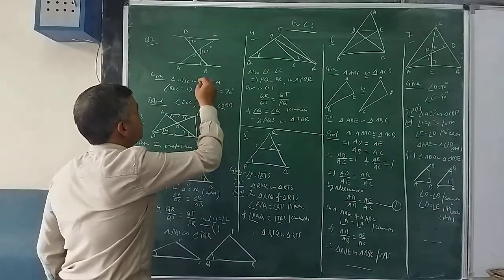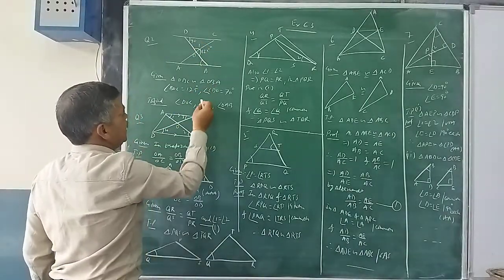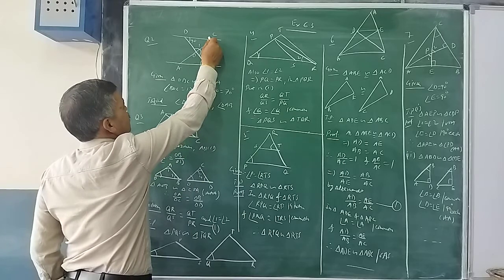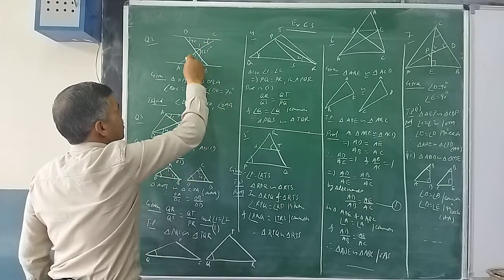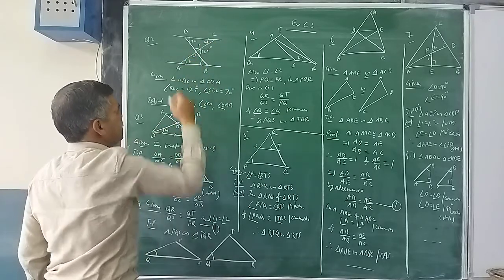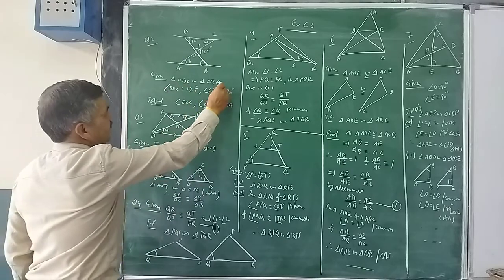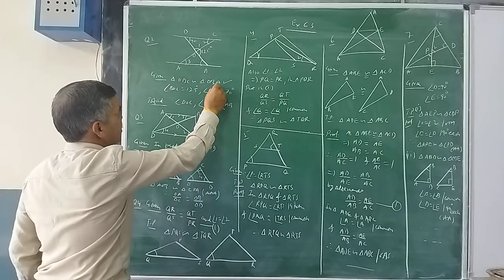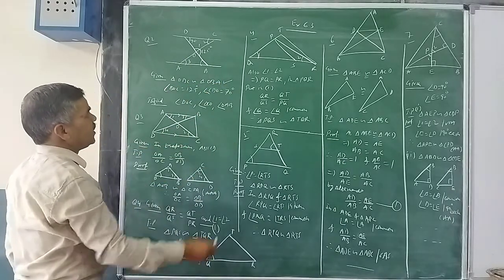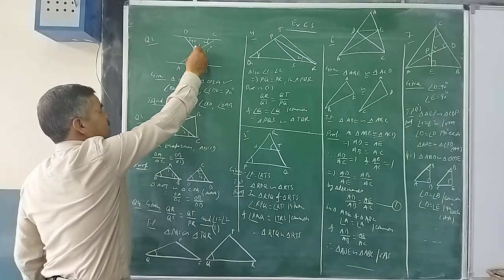Angle DOC, you can mark that angle 1. Angle DCO, you can mark that angle 2. OAB, you can mark that angle 3. So the option available is this triangle is similar to this triangle. I don't think you will find any difficulty, as you did it last time.